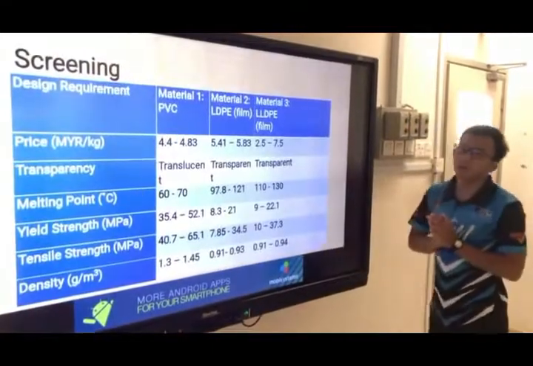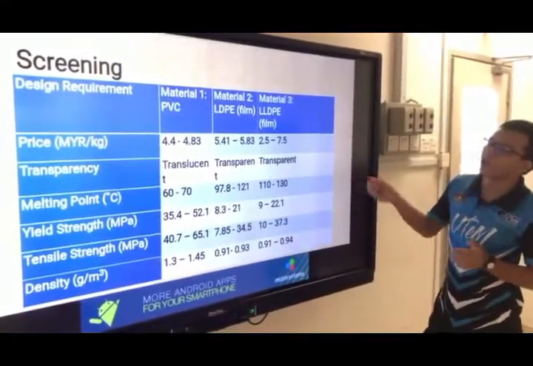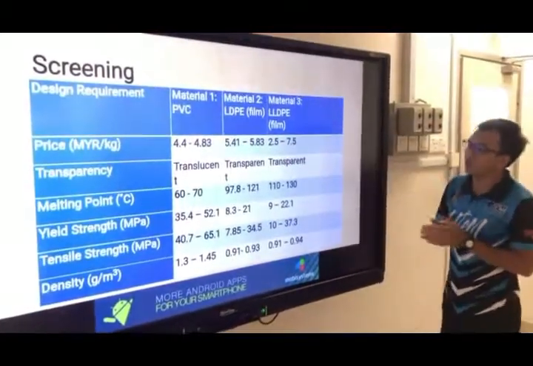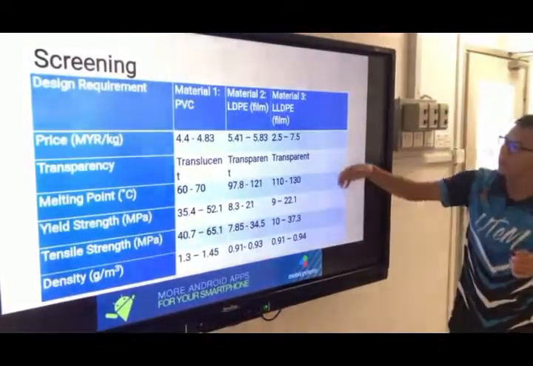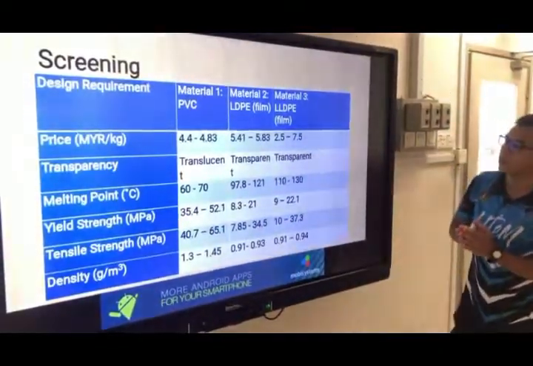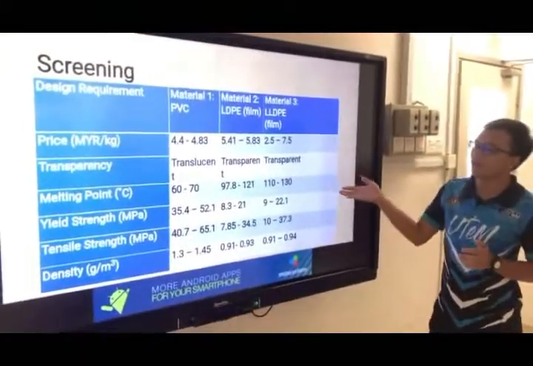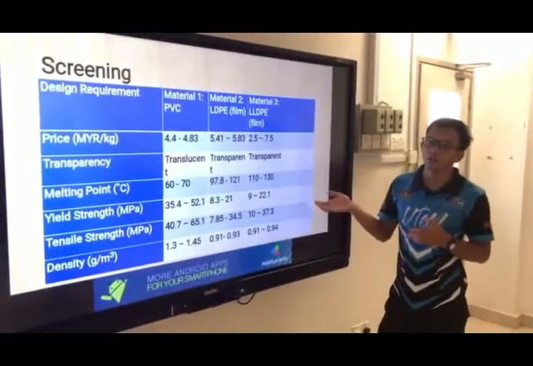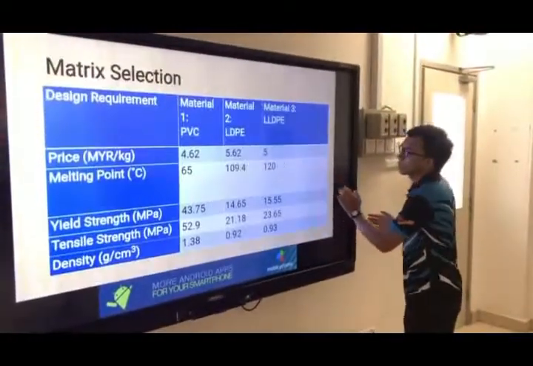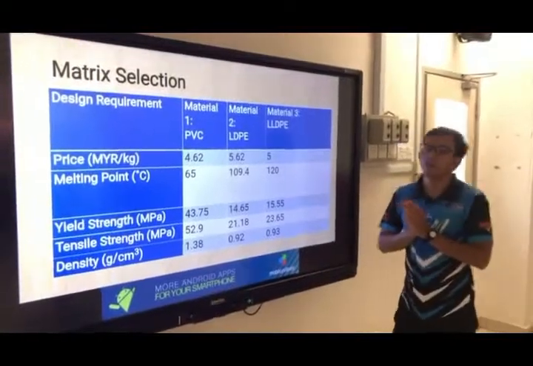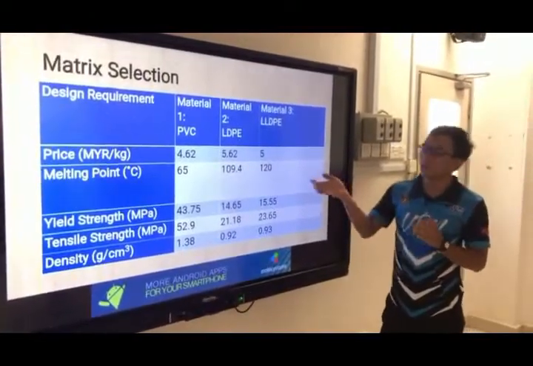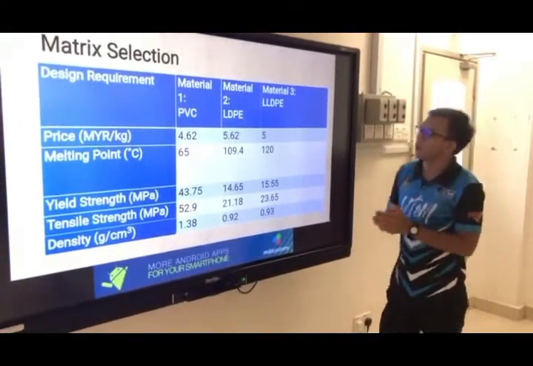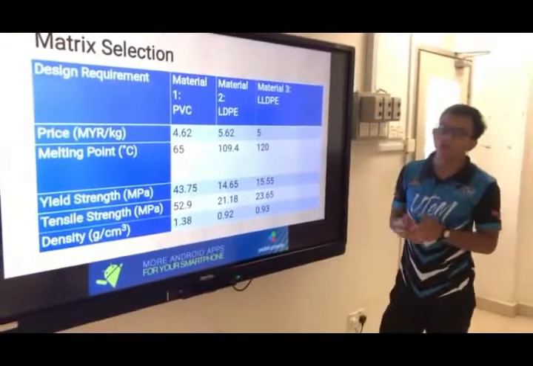After that, we will do the screening. Here is the table for the screening, which is for PVC, LDPE and LLDPE. And this one is the design requirement for each of the materials. So basically, this data I obtained from CES and also MedWeb. Okay, for the matrix selection, we will calculate the average based on the first table. So all data is already calculated for the average.